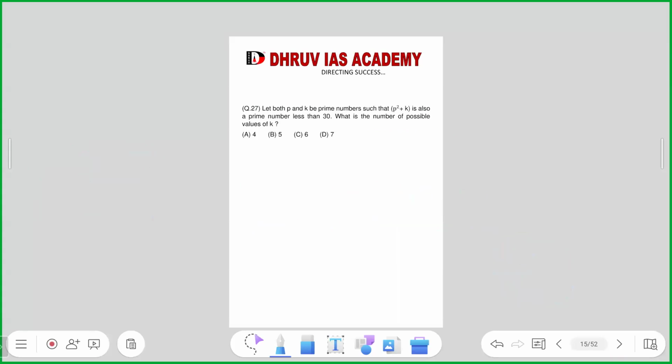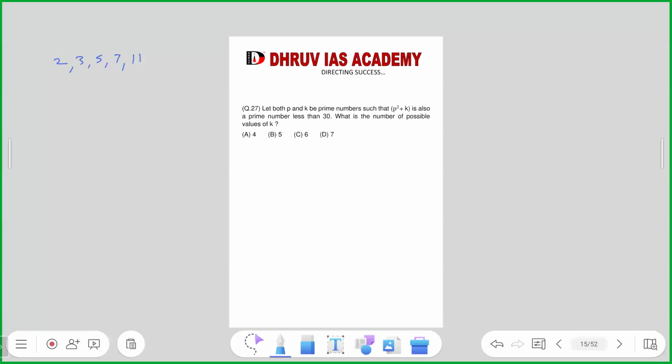Let both p and k be prime numbers such that p square plus k is also a prime number less than 30. What is the number of possible values of k? So p and k are prime numbers, and p square plus k should also be a prime number less than 30. So we'll just see prime numbers less than 30. Okay, so 2, 3, 5, 7, 11, etc. But out of this, what can be the values of p?